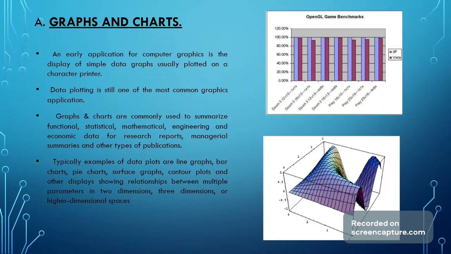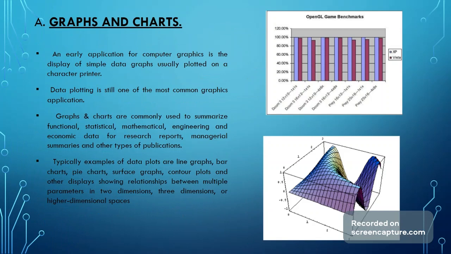Let's see what graphs and charts are. An early application of computer graphics is the display of simple data graphs, usually plotted on a character printer. Data plotting is still one of the most common graphics applications. Graphs and charts are commonly used to summarize functional, statistical, mathematical, engineering, and economic data for research reports, managerial summaries, and other types of publications.